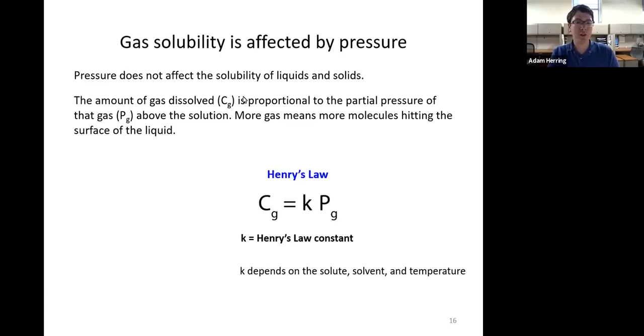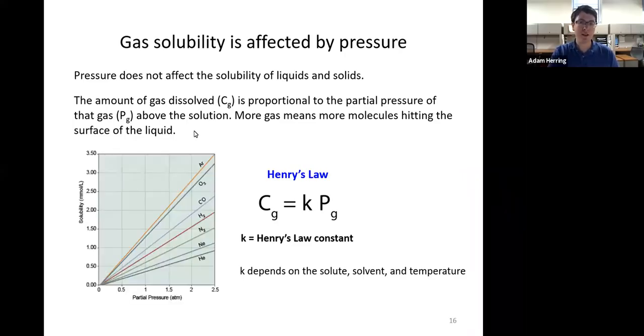This allows us to use Henry's law. Henry's law allows us to quantify the solubility, or the concentration, of dissolved gas in a liquid solvent, typically water, based on the partial pressure of that gas. Henry's law constant, the letter K, depends on the identity of the solute and the solvent, as well as the temperature. If we were to plot the solubility of gases as a function of their partial pressure, we would see a straight line.